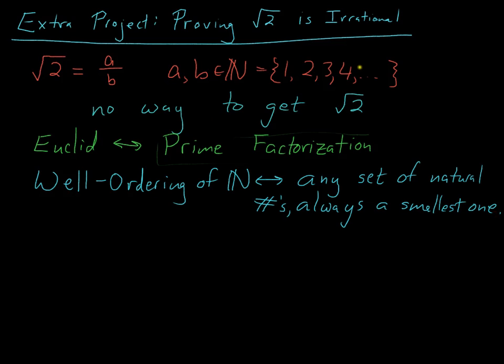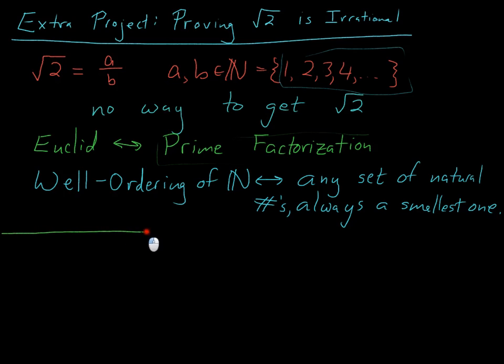Intuitively, if I give you a bunch of numbers out of 1, 2, 3, 4, I could keep giving you bigger and bigger numbers. There might not be a biggest number. I could give you a list that goes on forever. But even if the list goes on forever, there's still always going to be a smallest number in that list. So that's all we're going to use about the natural numbers in this proof.